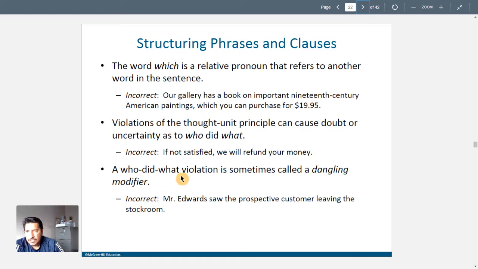A who-did-what violation is sometimes called a dangling modifier. Incorrect: Mr. Edwards saw the prospective customer leaving the stock room.